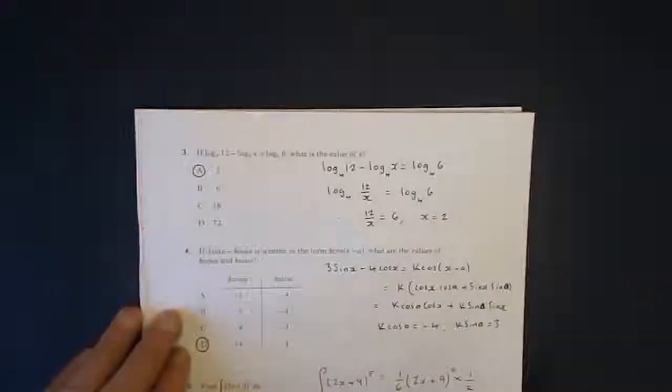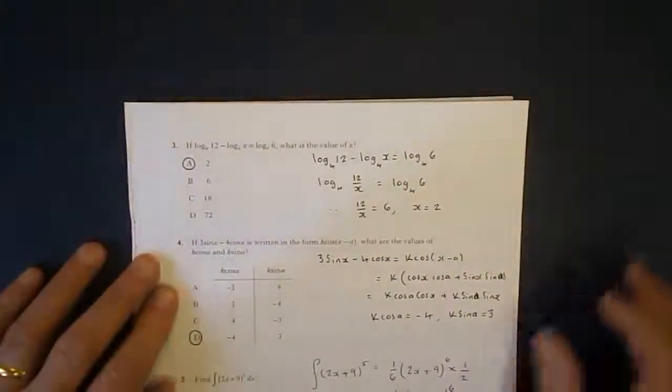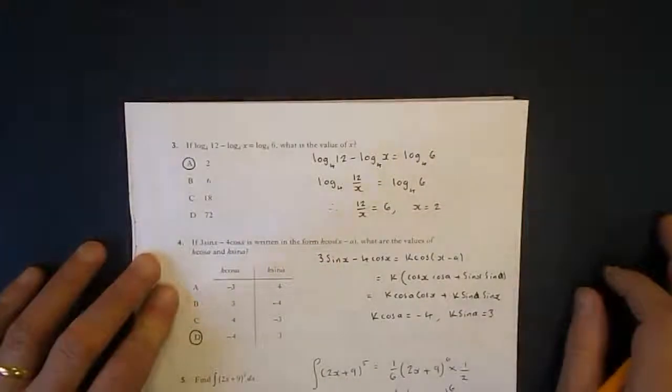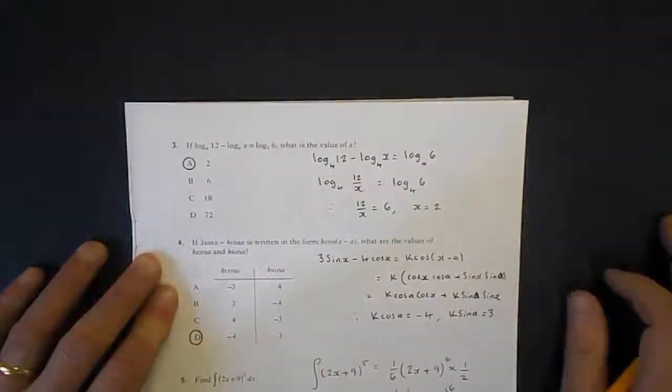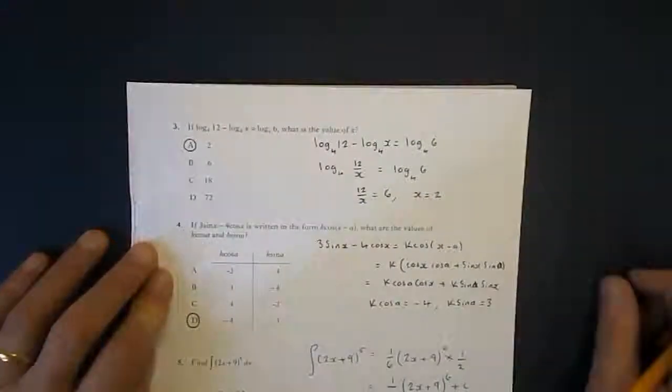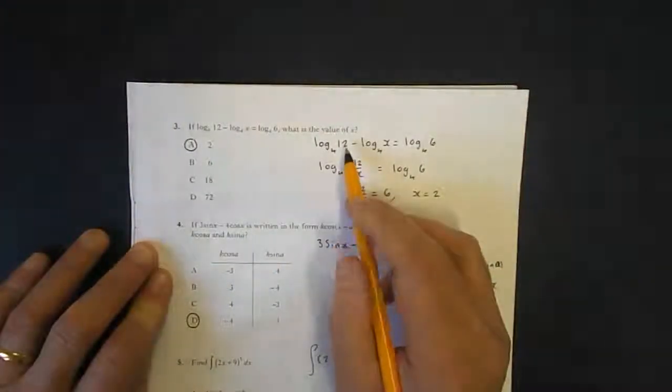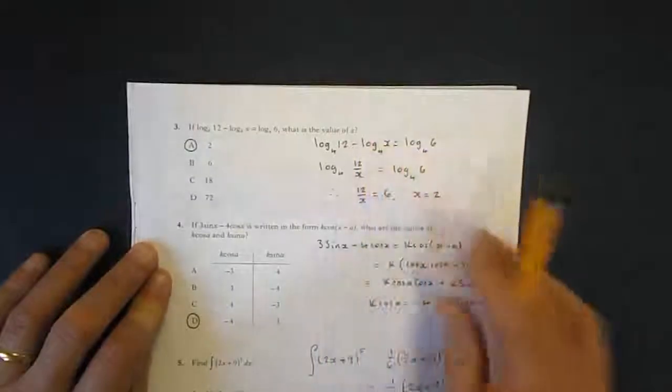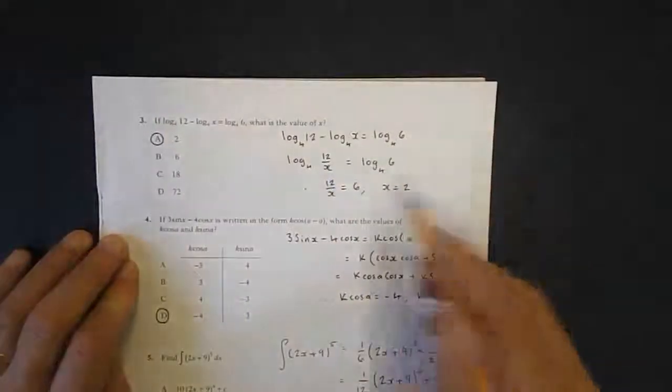On to the next one, question 3. If log of 12 to base 4 take away log of x to base 4 is log of 6 to base 4, what's the value of x? Okay, here we go. So that's it written up a little bit bigger there, so hopefully you can see it.